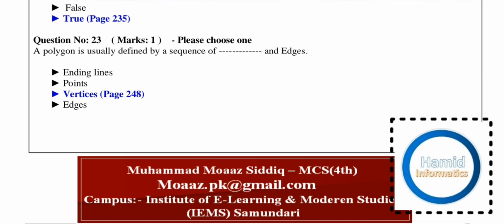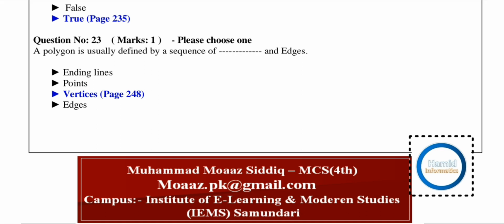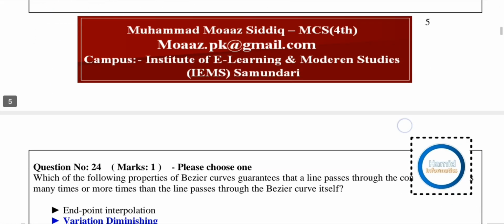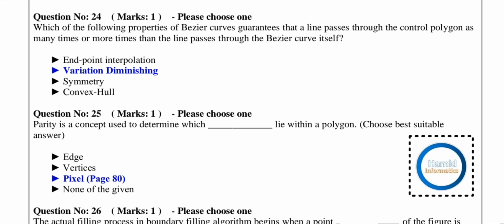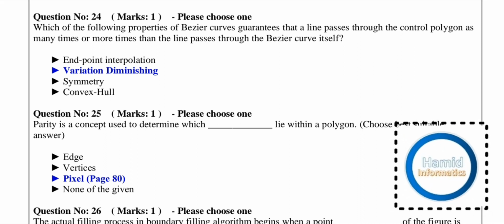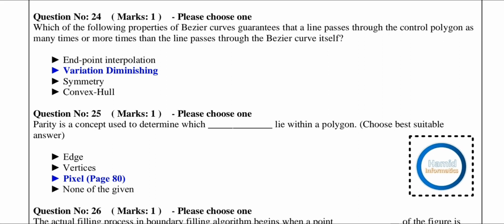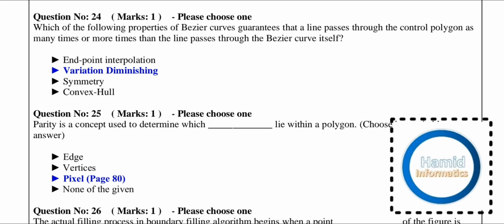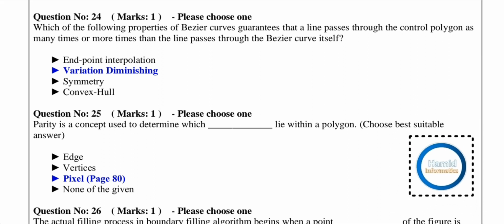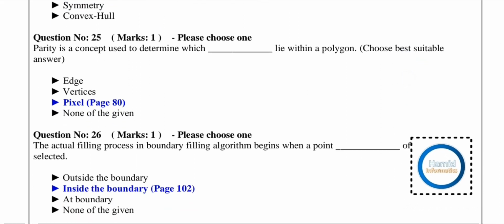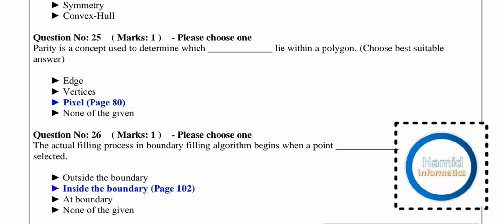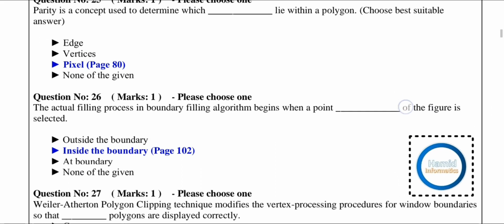A polygon is usually defined by a sequence of dash and edges. Vertices. Which of the following properties of Bezier curves guarantees that a line passes through the control polygon as many times or more times than the line passes through the Bezier curve itself? Variation diminishing. Parity is a concept used to determine which pixels lie within a polygon. Choose the best suitable answer.